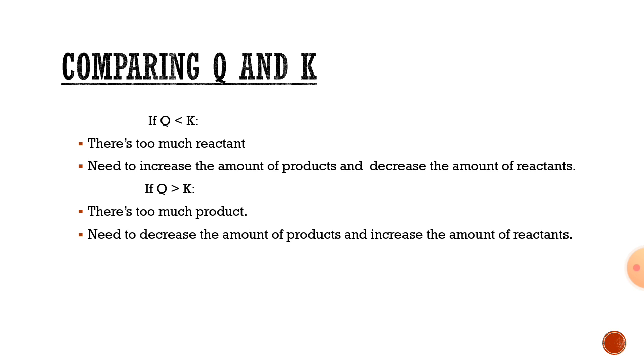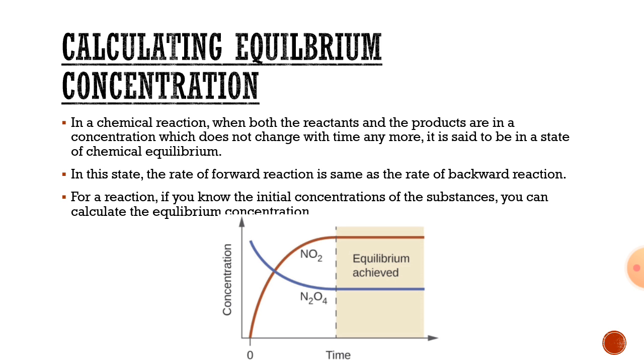If we compare Q and K, if Q is smaller than K, then there is too little product and we should increase the amount of products. But if Q is greater than K, then there is too much product and we should decrease the amount of products and increase the amount of reactants.